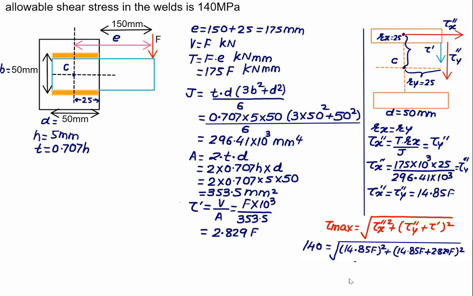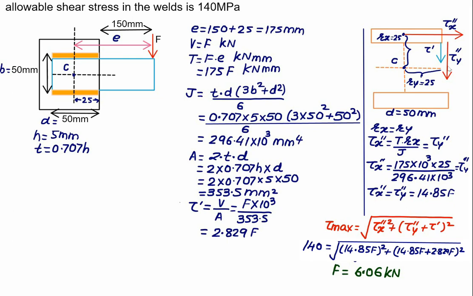So in this case the force F will be equal to 6.06. This answer will directly come in kilonewton because we have assumed the shear force is in kilonewton. So finally we are getting the shear force equal to 6.06 kilonewton.